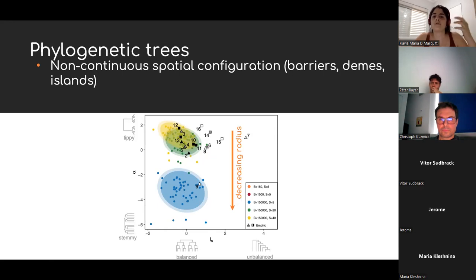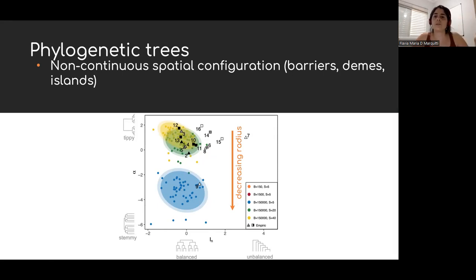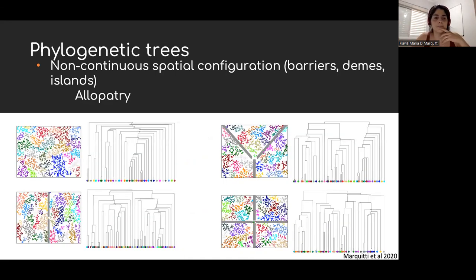But we still have the allopatric mode of speciation, where we really have barriers, where we really have things or islands where these individuals occupy this space. And we decided to do the simulations under these scenarios where we have barriers between these individuals, what we can call a more allopatric mode of speciation.